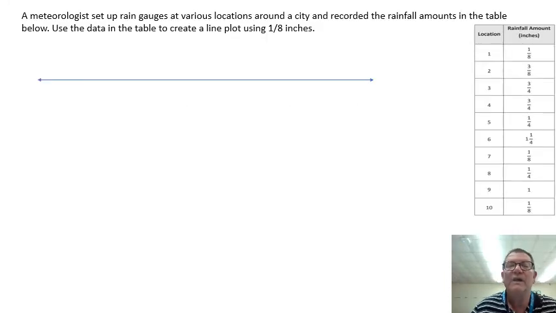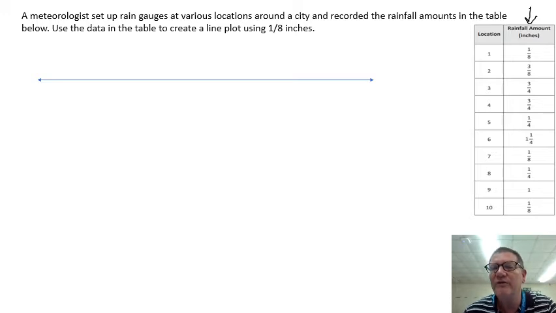Okay, here we have a problem. And it says a meteorologist set up rain gauges at various locations around the city to record rainfall amounts in the table below. We're talking about this table right here. Use the data to create a line plot using 1/8 inches. So we know we're going to do 1/8 inches.